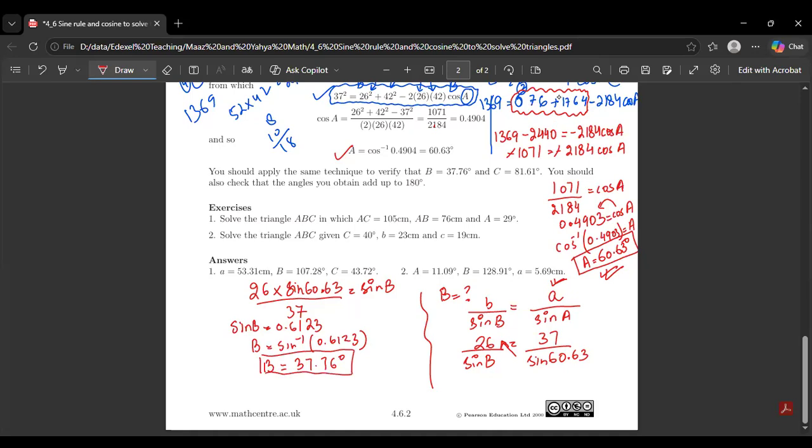Now, how can you find the angle C? Because we have found out angle A, we have found out angle B. For angle C, what do I have to do? Should I go through this method, or is there any other option to find the last angle, the third angle?